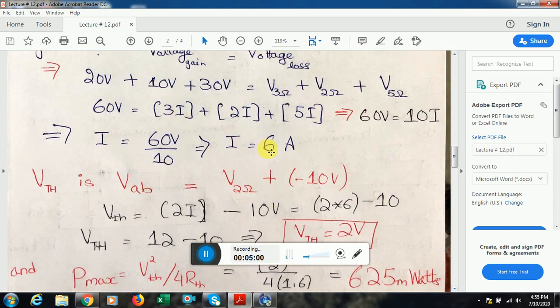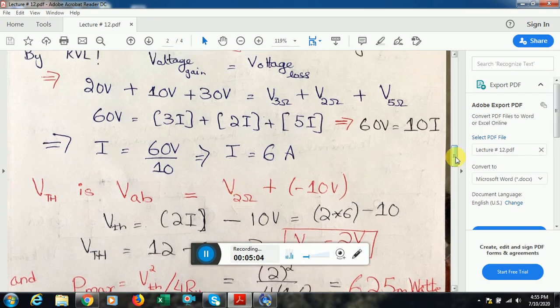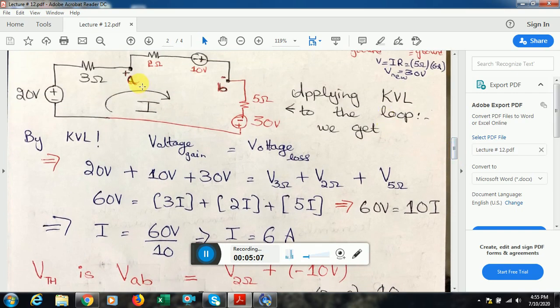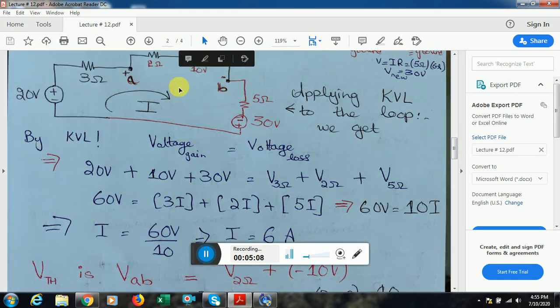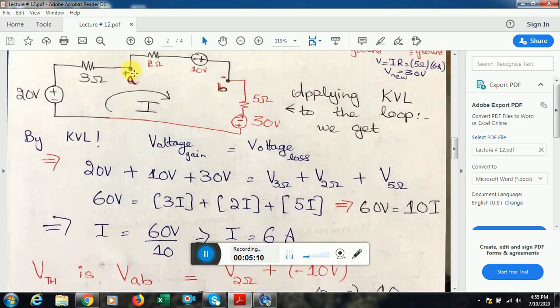Now the VThevenin, that is the voltage from A to B. Can you please look at the circuit? Voltage from A to B. So you know that parallel voltages are always the same. So voltage AB is a combination of voltage across the 2 ohm plus this 10 volt.